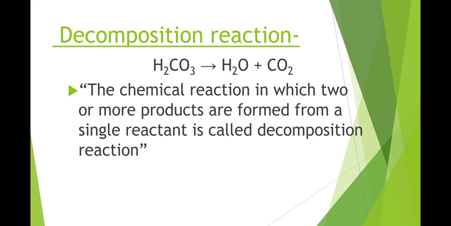Now let us see another example for this decomposition reaction. For this, again we have to perform a smaller activity. What we have to do? We have to take an evaporating dish, and in that dish we have to add some sugar, and we have to heat that sugar with the help of a Bunsen burner. After some time, we can see that a black burnt product is formed there. A black substance is formed there. What is that black substance? That is the newly formed carbon.